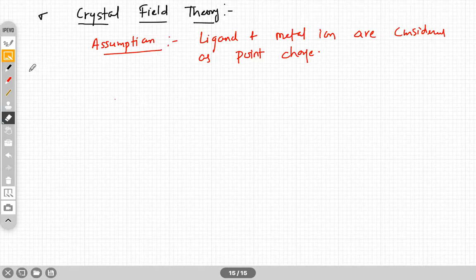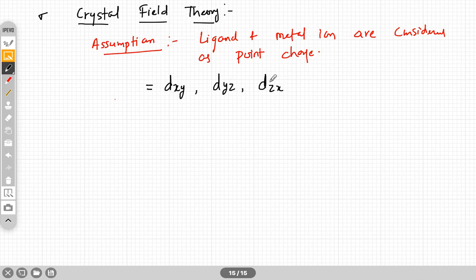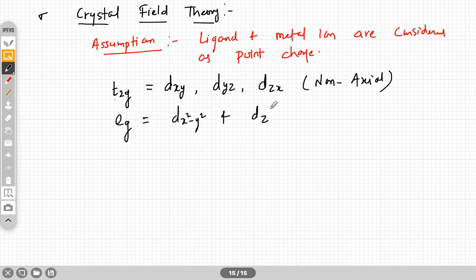So the sets that we get, the splitting of orbitals, happens in this way: all non-axial orbitals, for example dxy, dyz, dzx, go into one set. And this set we call T2g orbitals. T2g orbitals are non-axial orbitals. Axial orbitals are called Eg orbitals, for example dx square minus y square and dz square. These are axial orbitals.